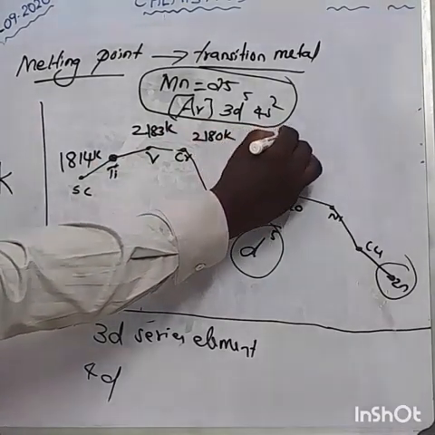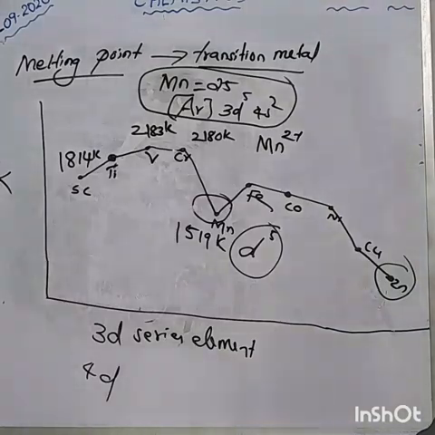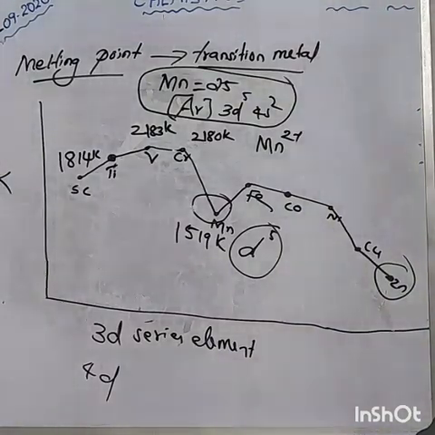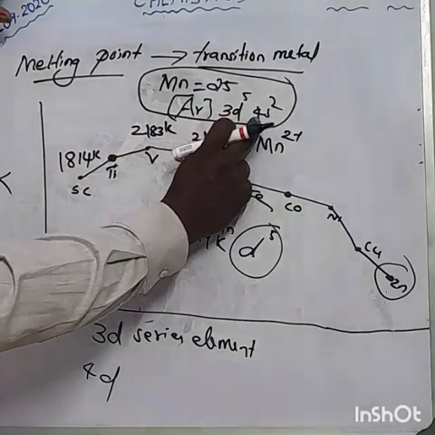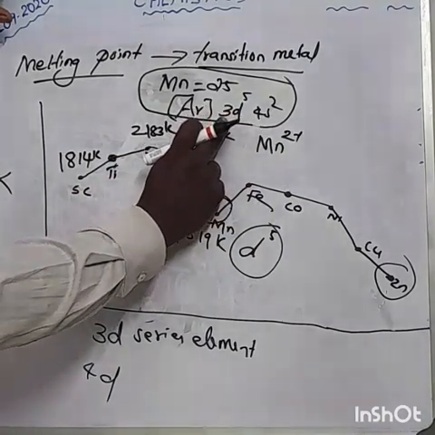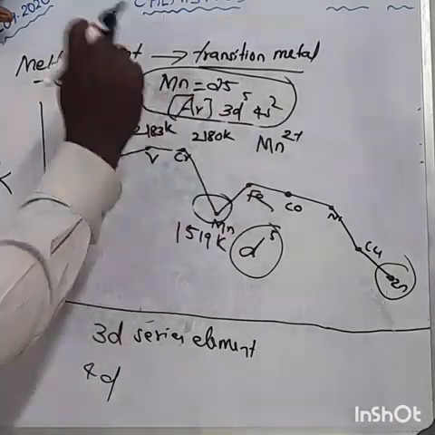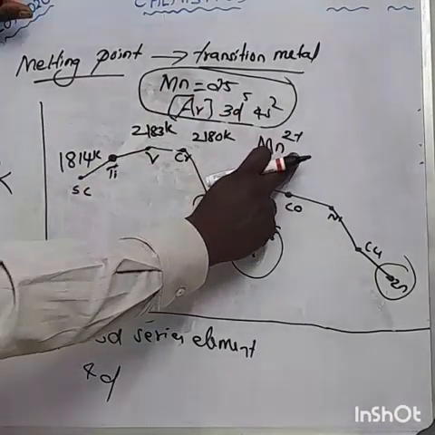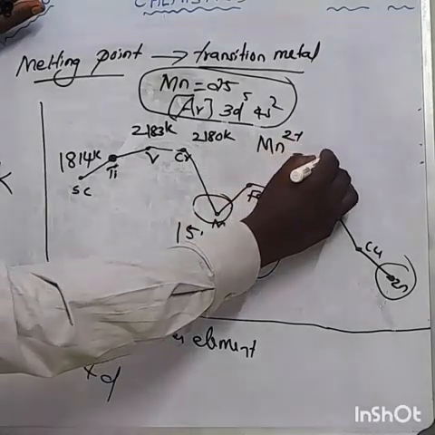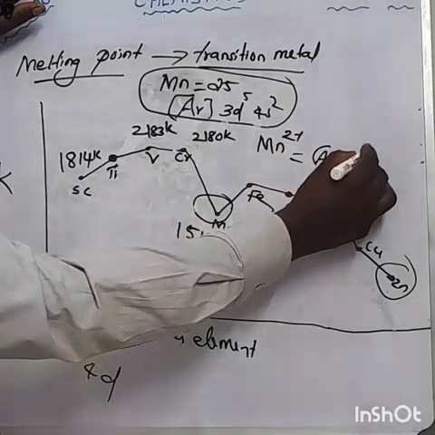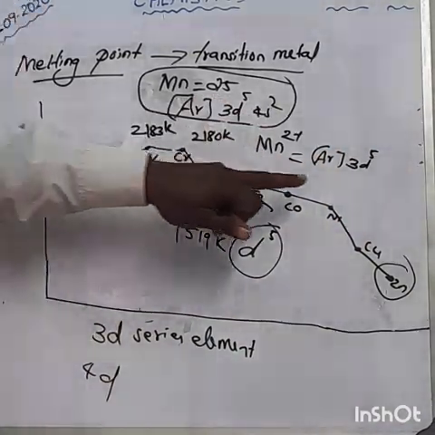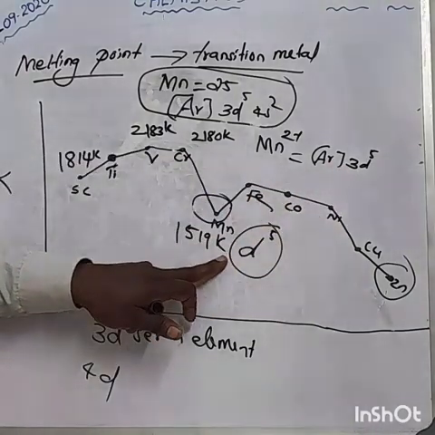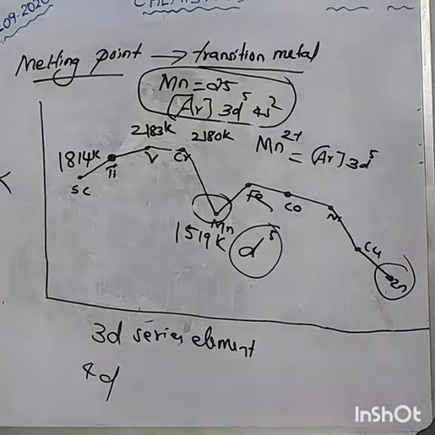Mn2+ means it is a loss of 2 electrons. Loss of how many electrons? Loss of 2 electrons. That means this manganese lost 2 electrons from the S subshell, not the D subshell. It lost which subshell? S subshell. So the electronic configuration of manganese 2+ is equal to argon 3d5. Here it lost 2 electrons from the S subshell, so the configuration becomes 3d5. Okay, 3d5.